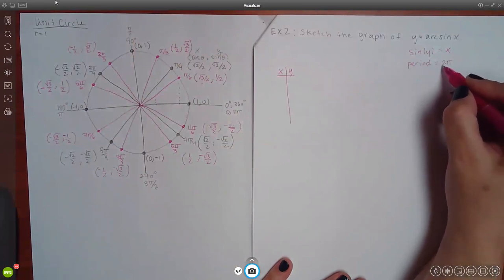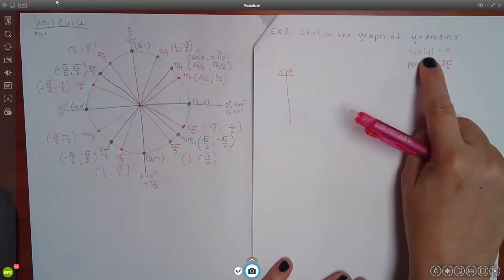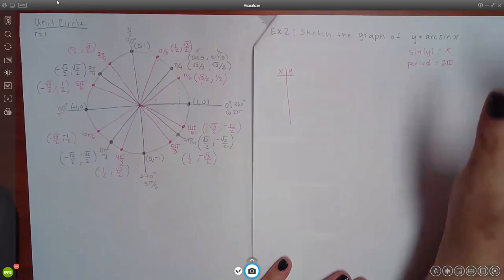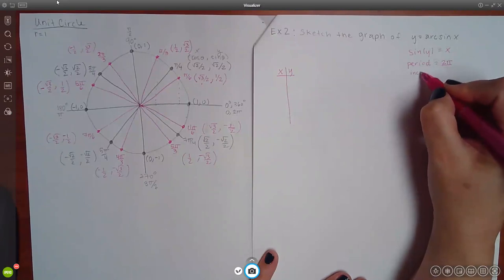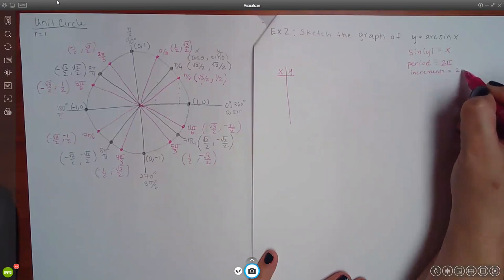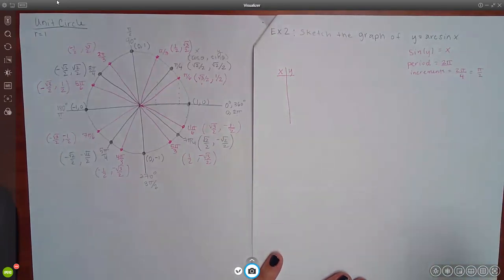2 pi over b. But what is b in this case? Look here, inside there. It's just 1. So it's just 2 pi then, right? So my period is 2 pi. And then if I wanted to do my increments, I would have to do 2 pi over what? 4 increments, good. And so I just get pi over 2 as my measurement, right?